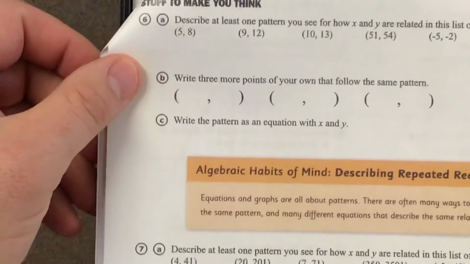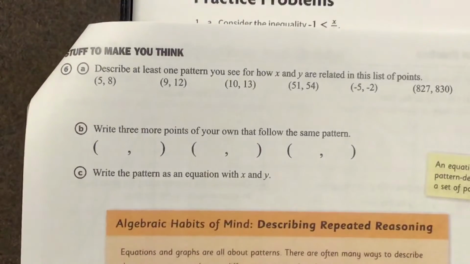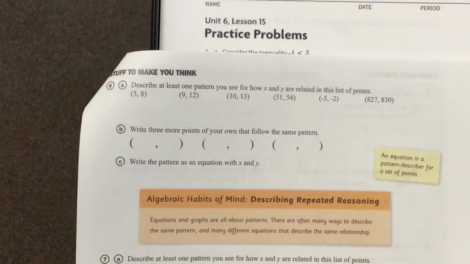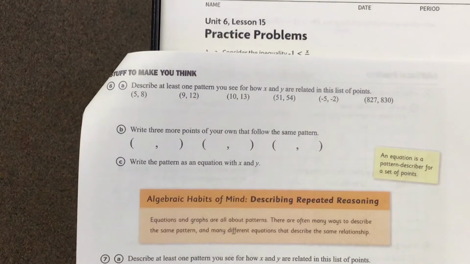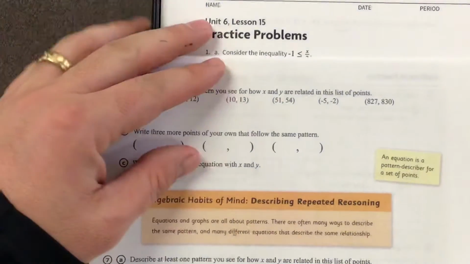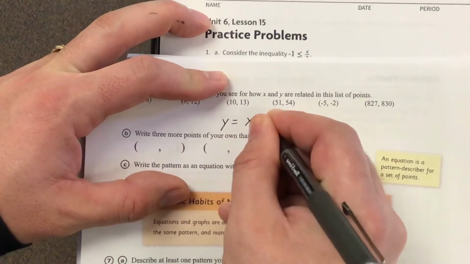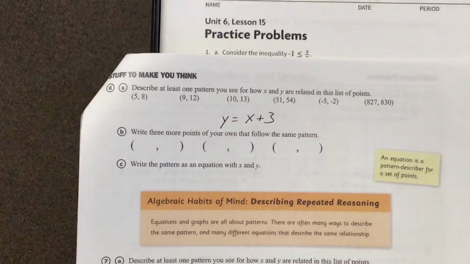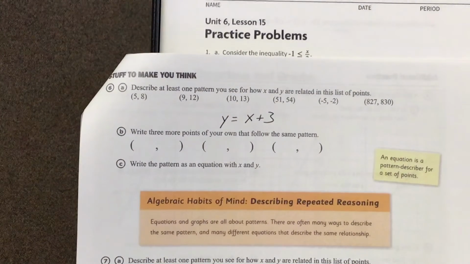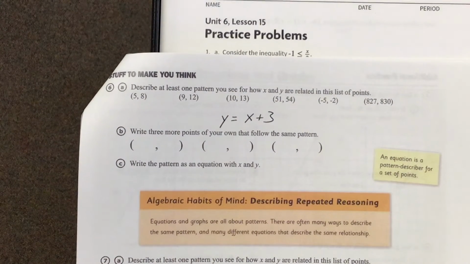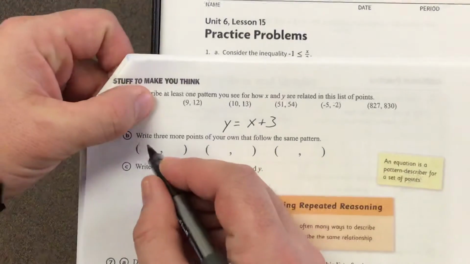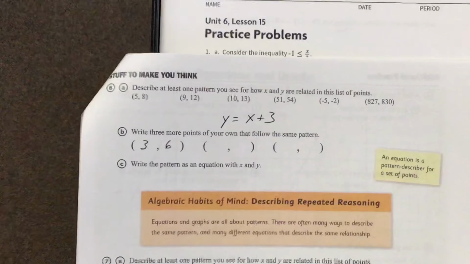Describe at least one pattern you see in those points going across. They're all adding 3. The y-coordinate is 3 more than the x. That is correct: y equals x plus 3. Can you give me another point that does that? 3 and 6 would work. 6 and 9.